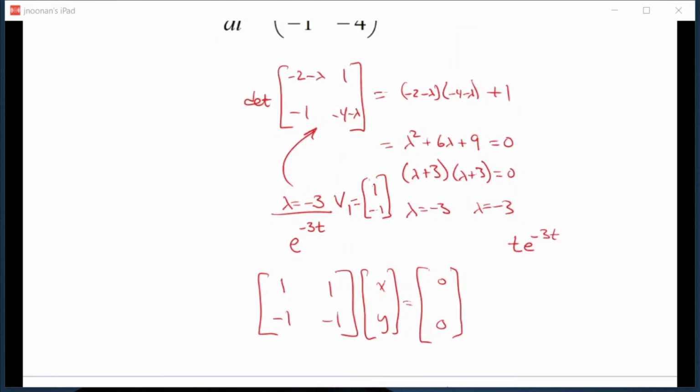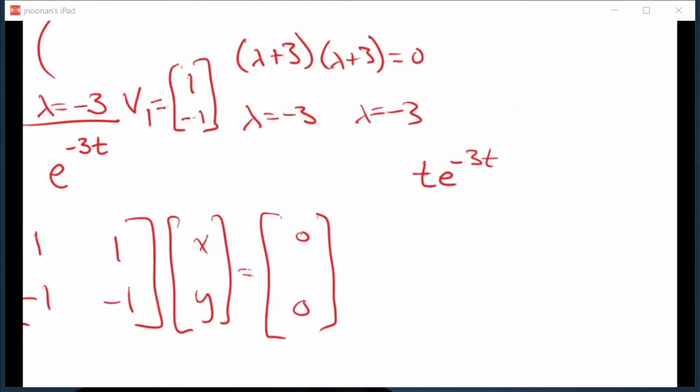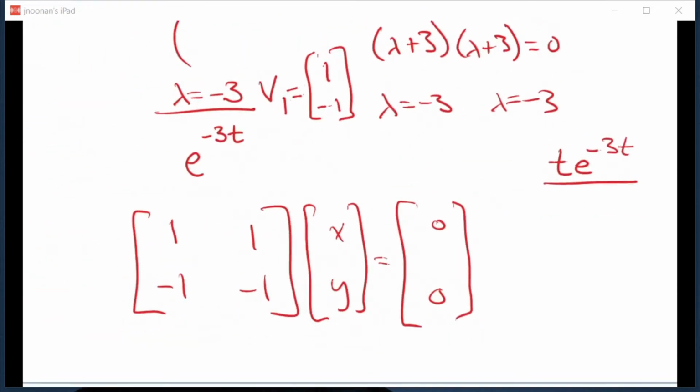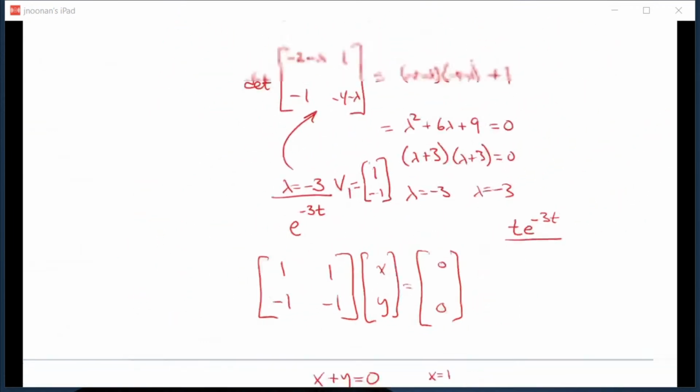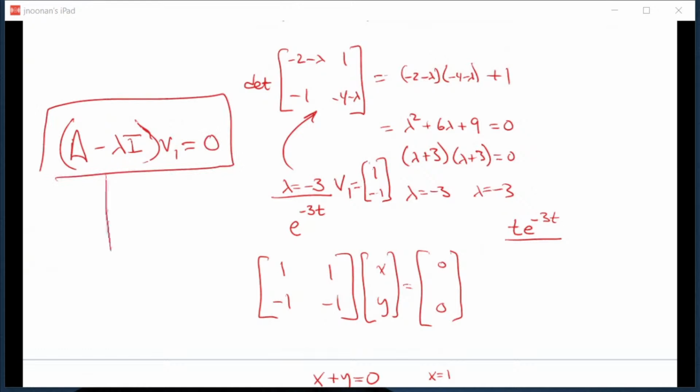Now, as far as the second eigenvector goes, it's not really an eigenvector, but we need something that's going to stand in for an eigenvector for this piece of the solution. So this is going to be corresponding with that piece. The other one is going to correspond with this piece here. And the way that's going to look is we're going to take this equation right here. Let's see if I can write it down. You have A minus lambda I times v1 is equal to 0. So that's the thing that we just solved. That's this right here.